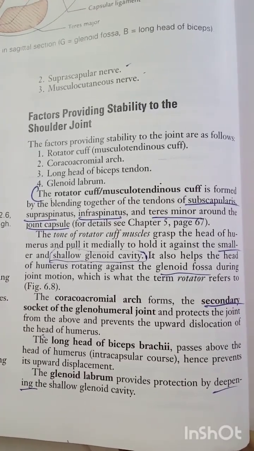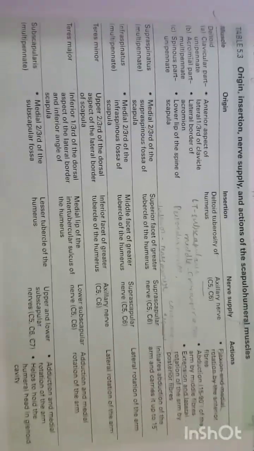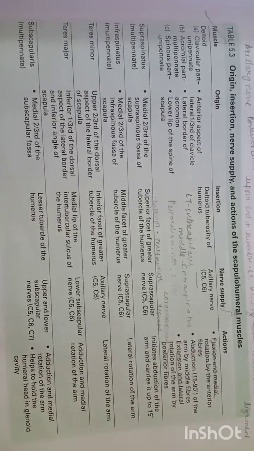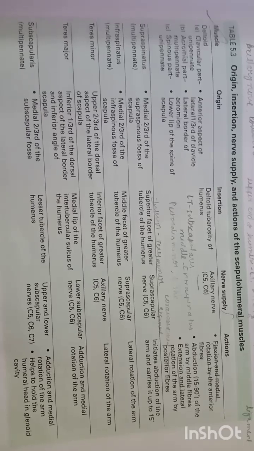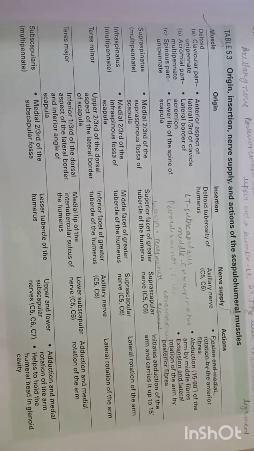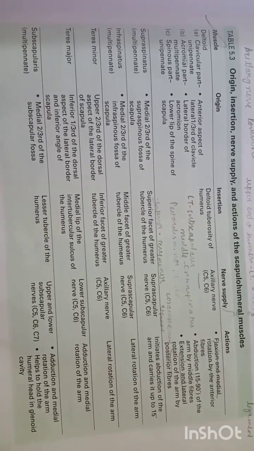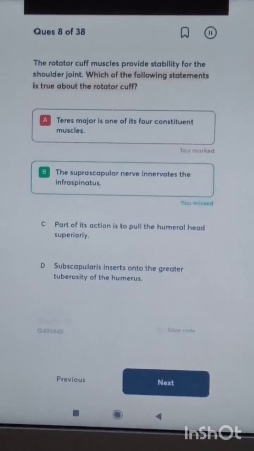Suprascapular nerve innervates the infraspinatus. So here let us study about supraspinatus and infraspinatus. The nerve supply of both supraspinatus and infraspinatus is nothing but the suprascapular nerve, C5 and C6. Okay, it arises from the upper trunk. So the second statement is right.